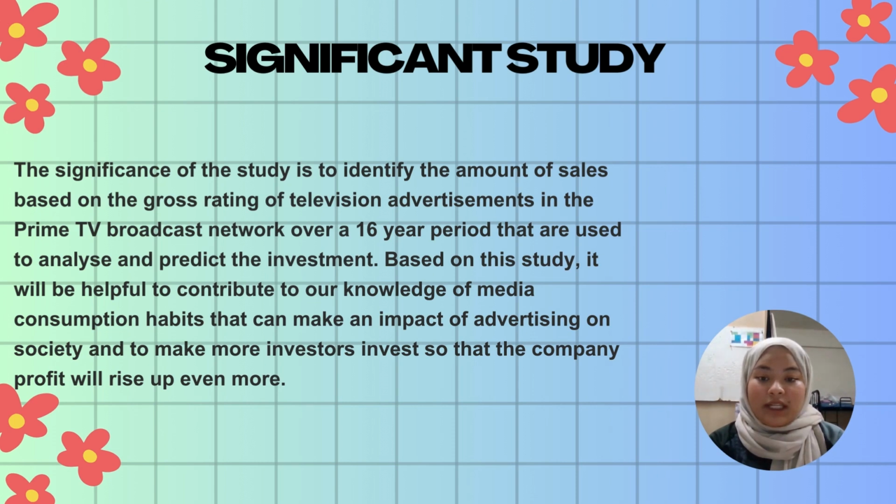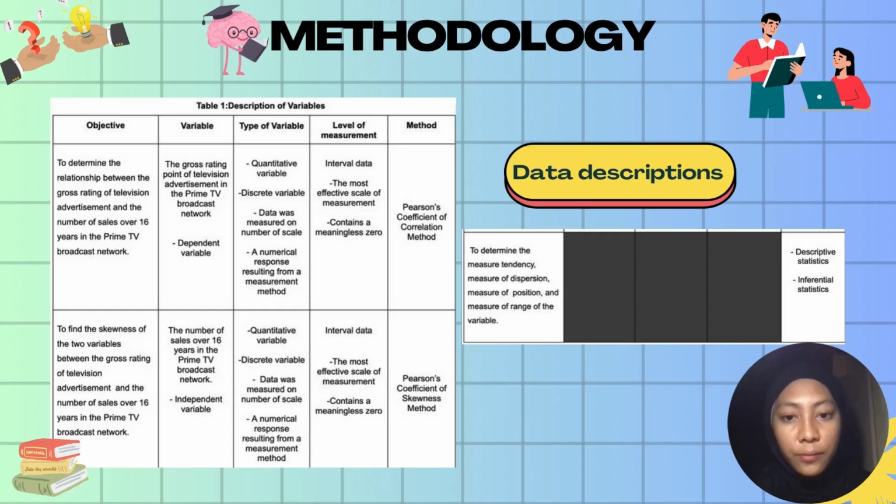The significance of the study is to identify the amount of sales based on the gross rating of the television advertisement in the prime TV broadcast network over a 16 years period that are used to analyze and predict the investment. Based on this study, it will be helpful to contribute to our knowledge of media consumption habits that can make an impact of advertising on society and to make more investors invest so that the company profit will rise up even more. Next, we are moving on to the second part, which is the methodology.